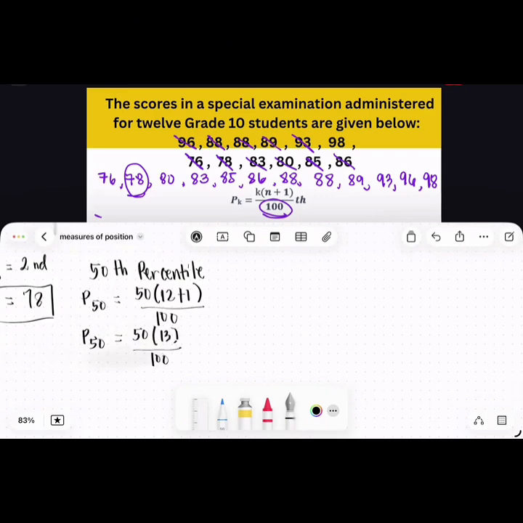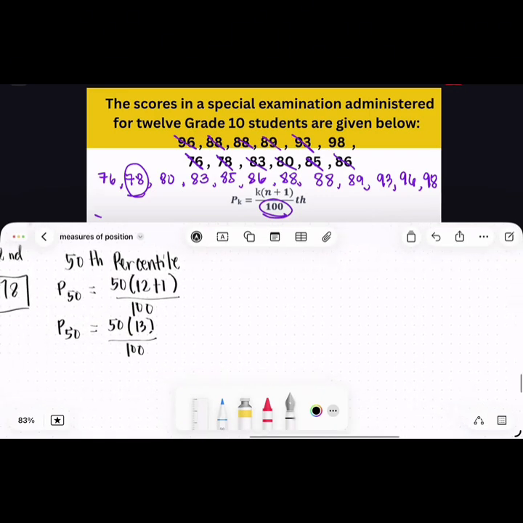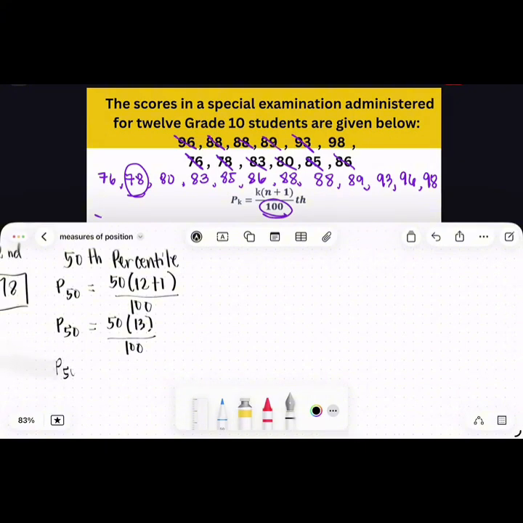divided by 100. Next, percentile 50. We multiply: percentile 50 is equal to 50 times 13, which is equal to 650 divided by 100. So that is 6.5. We do not round off because percentile 50 is the median. What we are going to do is take the value between 6 and 7, since 6.5 is in the middle of data number 6 and data number 7.